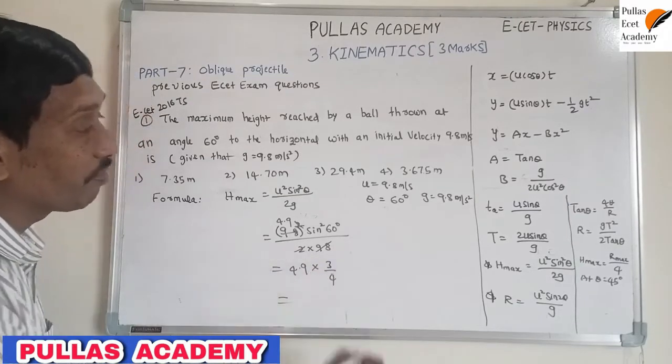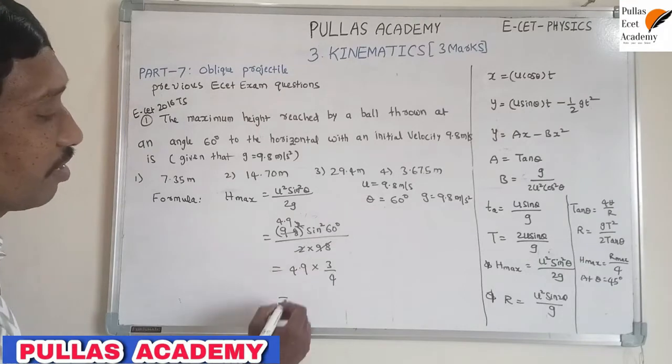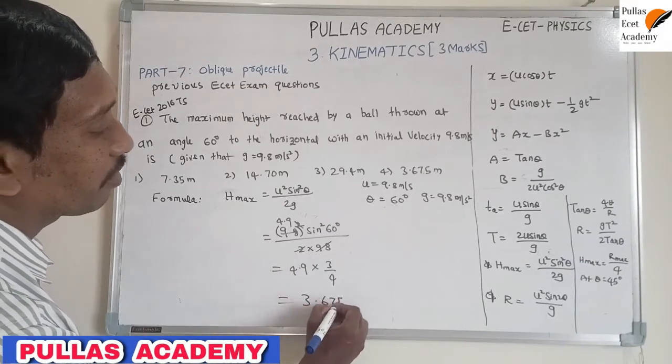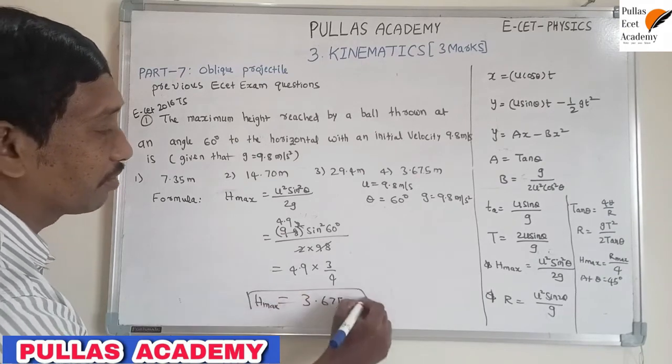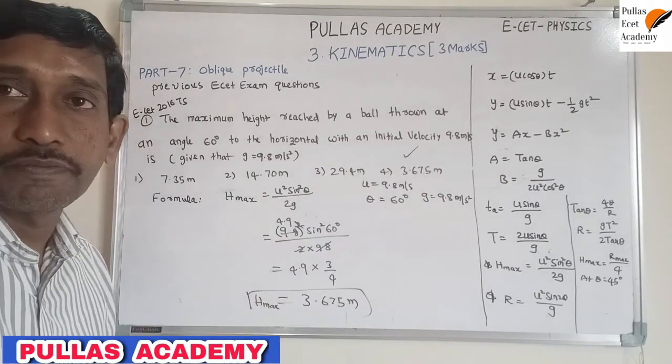After simplification, you get the answer 3.675 meters. If you cancel it, you get the answer 3.675, which is the maximum height. So this fourth option is correct.